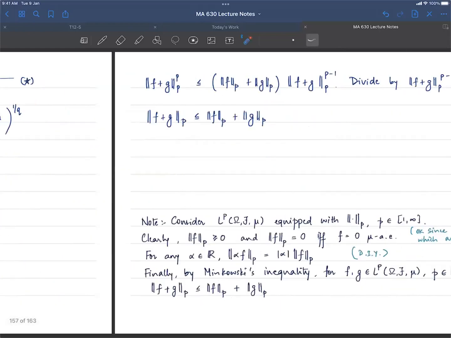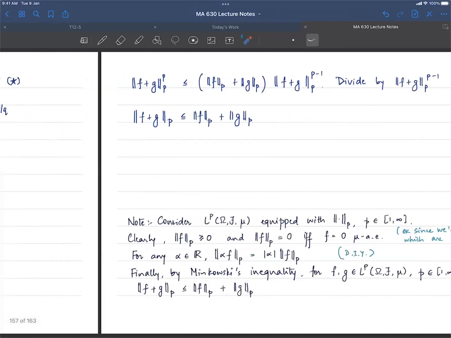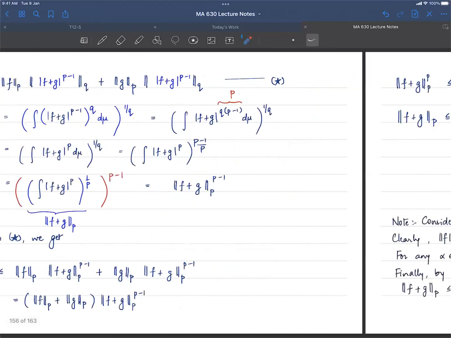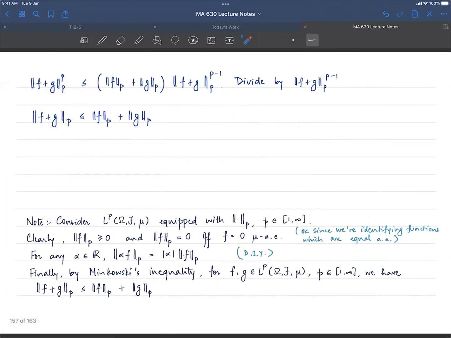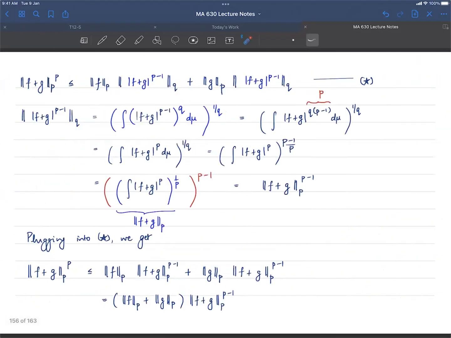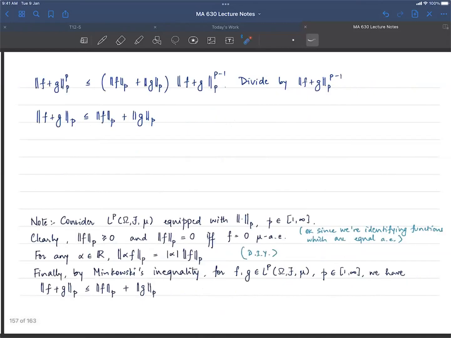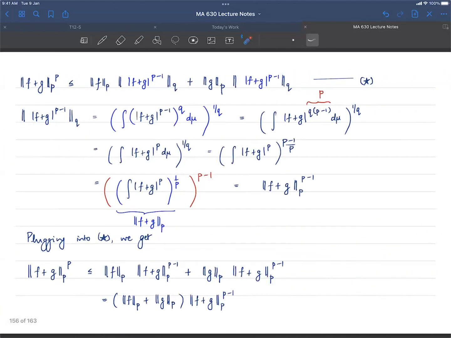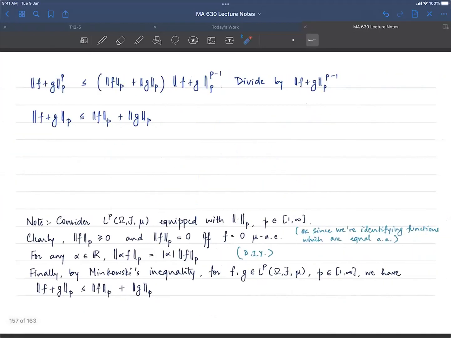And so now we get on the left side P norm of F plus G to the P less than or equal to P norm F plus P norm G, times P norm of F plus G to the P minus 1. Now I divide by the P norm of F plus G to the P minus 1. So I get P norm of F plus G less than or equal to P norm F plus P norm G. Okay, I think now it's correct. Thank you very much. So far, so good?